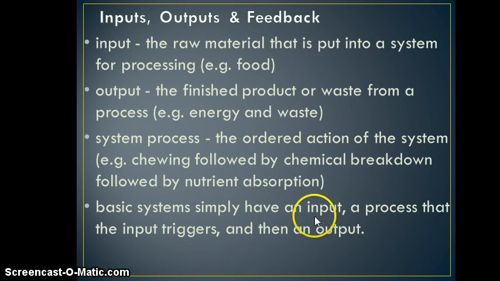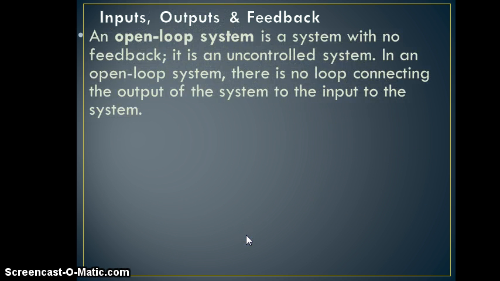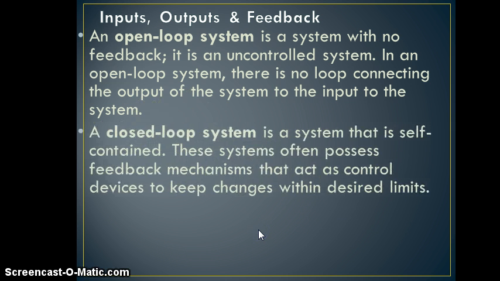Basic systems are simple, and they have an input, a process that triggers that, and then an output. There's no way to really control those processes. They're going to happen on their own automatically. In an open loop system, there's no feedback, and it's an uncontrolled system. With an open loop system, there's no loop connecting the output to the input of the system. This is the opposite of a closed loop system. A closed loop system is self-contained, and the system often possesses a feedback mechanism that acts as a control device to keep changes within desired limits.